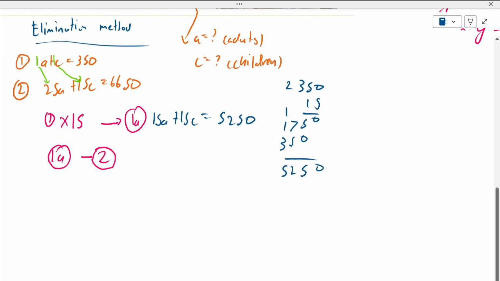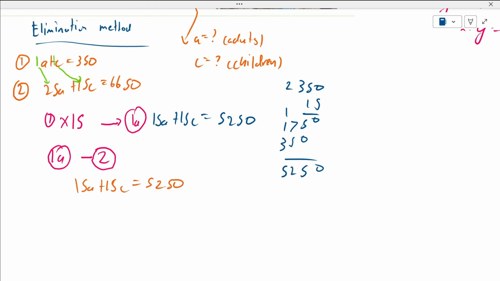So now I'm going to subtract those two equations. If you want to make it easier to understand, just write the equations on top of each other. So 15A plus 15C equals 5,250. This is equation 1a. Then equation 2, we've got 25A plus 15C equals 6,650.